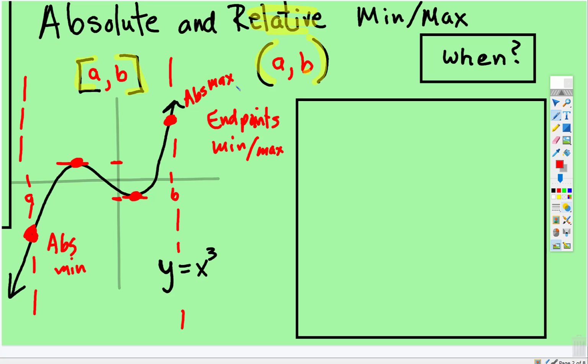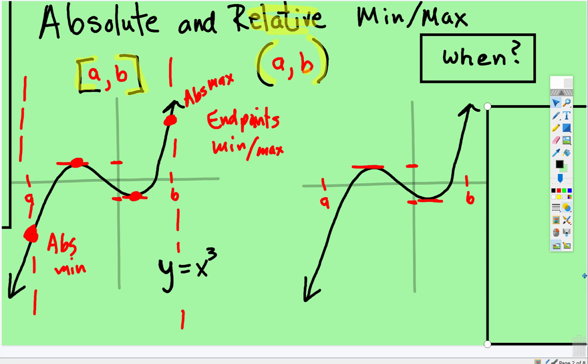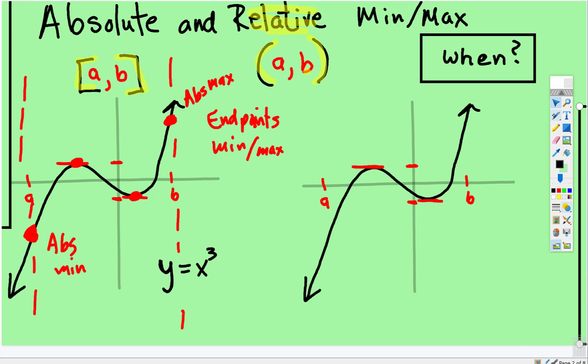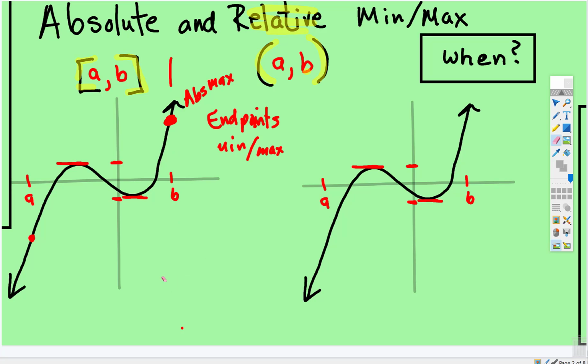So that would be the absolute max. So if you say we only care about the relative mins and maxes, if you take that same graph, we no longer look at the endpoints. Here's a better way to do that. The endpoints now we ignore, and all we care about are the turns.